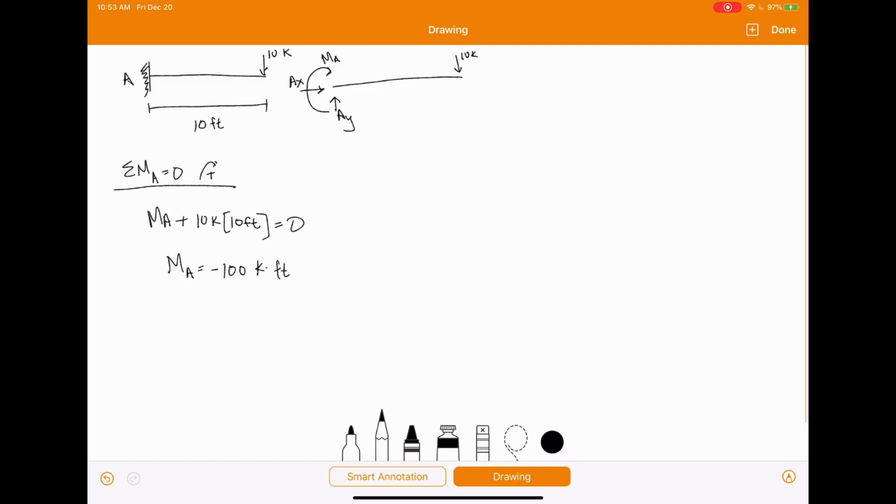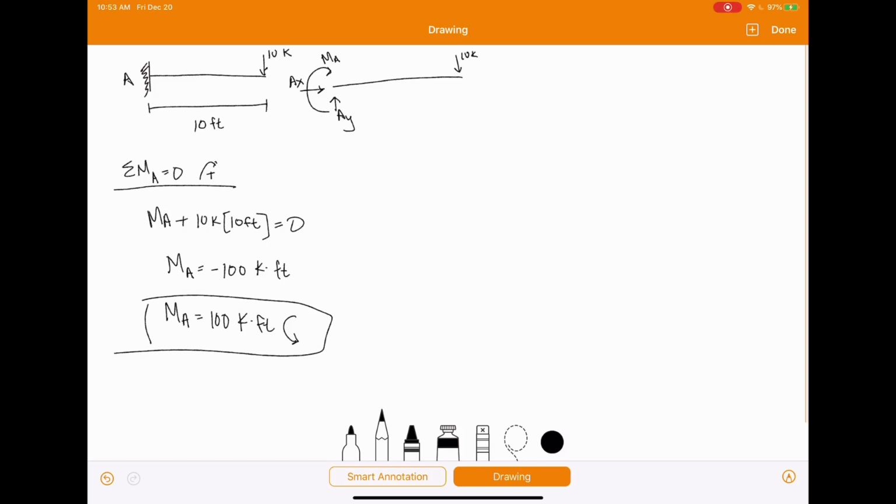Now, because this is negative here, we assumed this direction wrong. We drew that arrow incorrectly to begin with. So we will just rewrite MA equals 100 kip feet positive, and then rewrite this arrow as going that direction. And that would be our answer.